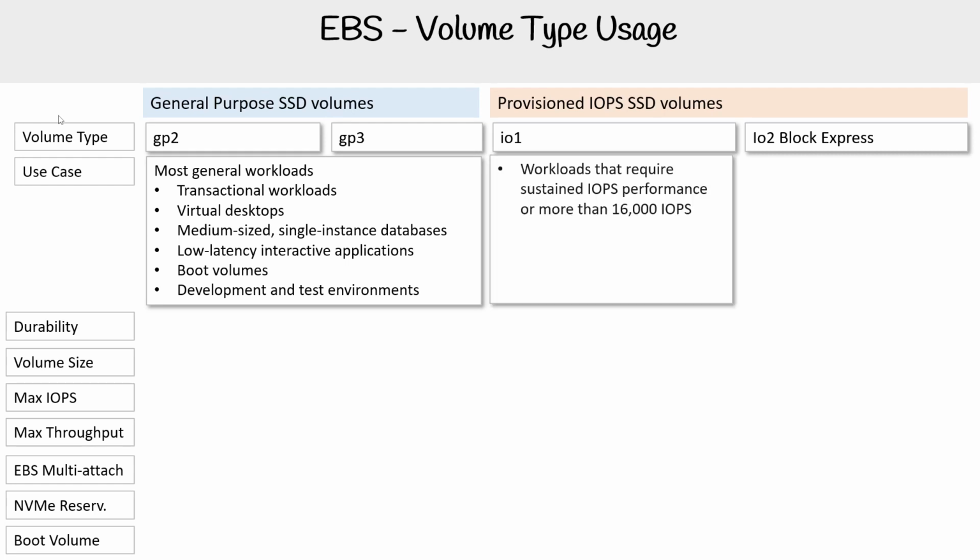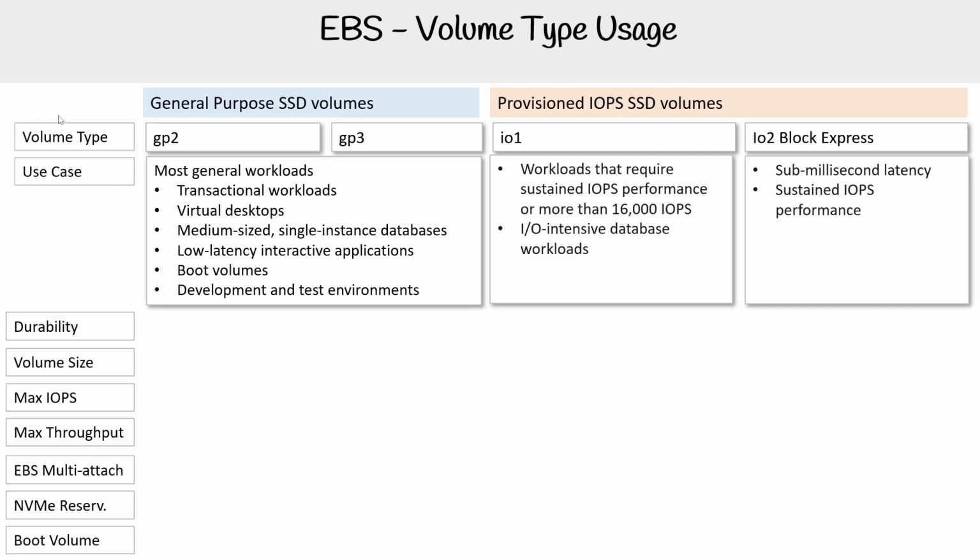We have IO1, so workloads that require sustained IOPS performance of more than 16,000 IOPS, through IO intensive database workloads. For IO2 Block Express, these are sub-millisecond latency, sustained IOPS performance, more than 64,000 IOPS, or 1,000 megabits per second of throughput. So just remember the 16,000 and 64,000. That's going to help you choose the volume because exams might ask you to choose the correct volume.